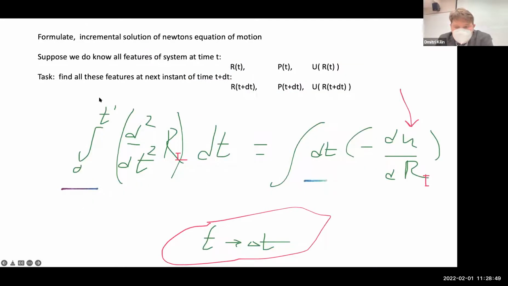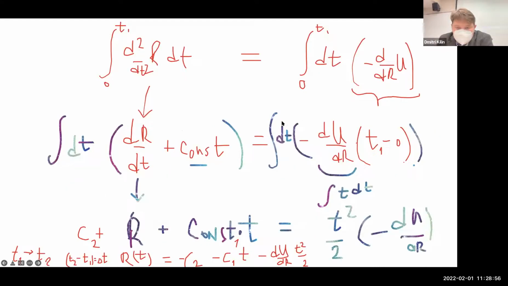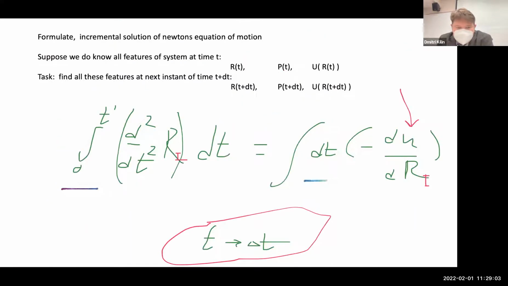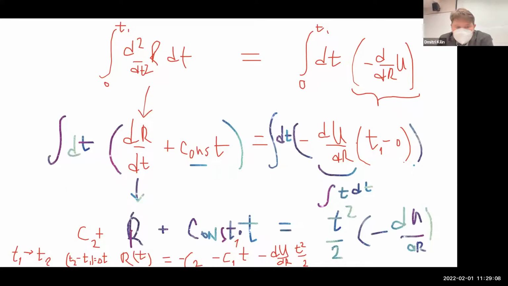So if we integrate, wait, just a second. So if we integrate for the first time, we are reducing the order of the derivative from the second derivative to the first one. And we are getting the integration constant, correct?